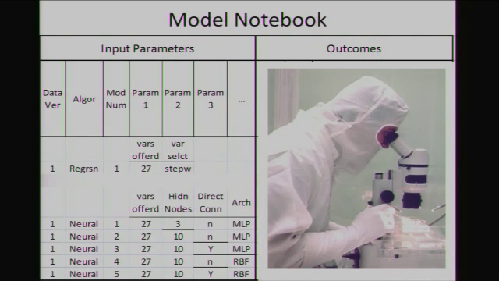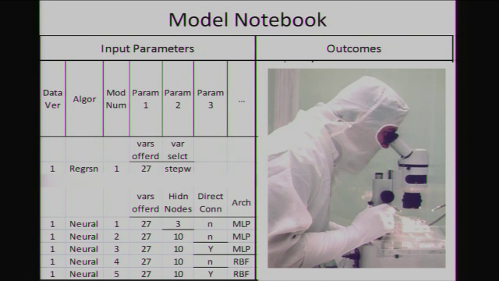So here, what I'm looking at is I have input parameters and outcomes. So I have data version 1, the different algorithms, the regression, neural net, 15 other things, and the model number in the series. So the first neural net, second neural net, third, fourth, et cetera. And then the parameters change from algorithm to algorithm. So if it's for a regression, then how many variables do I give it? How do I do the variable selection? What kind of target? What kind of weighting would be some of the other parameters?